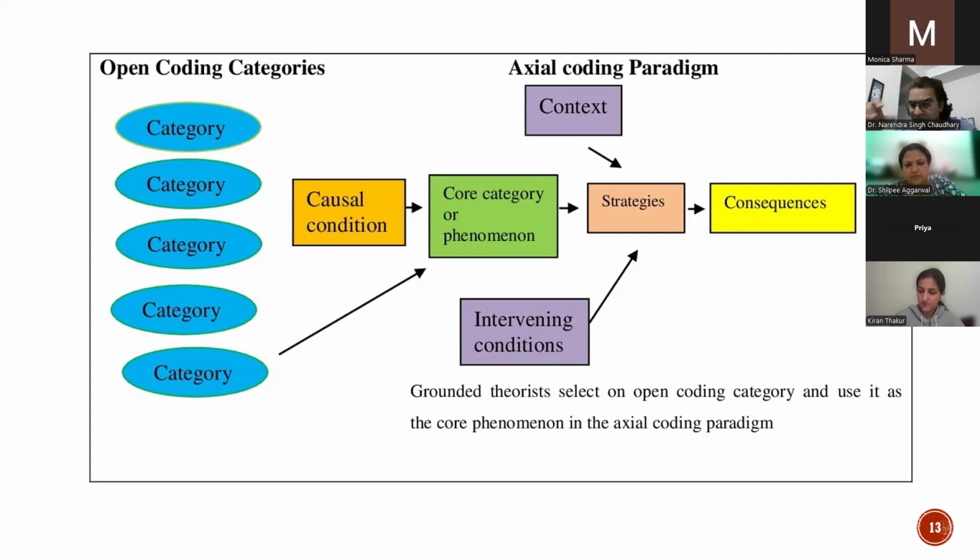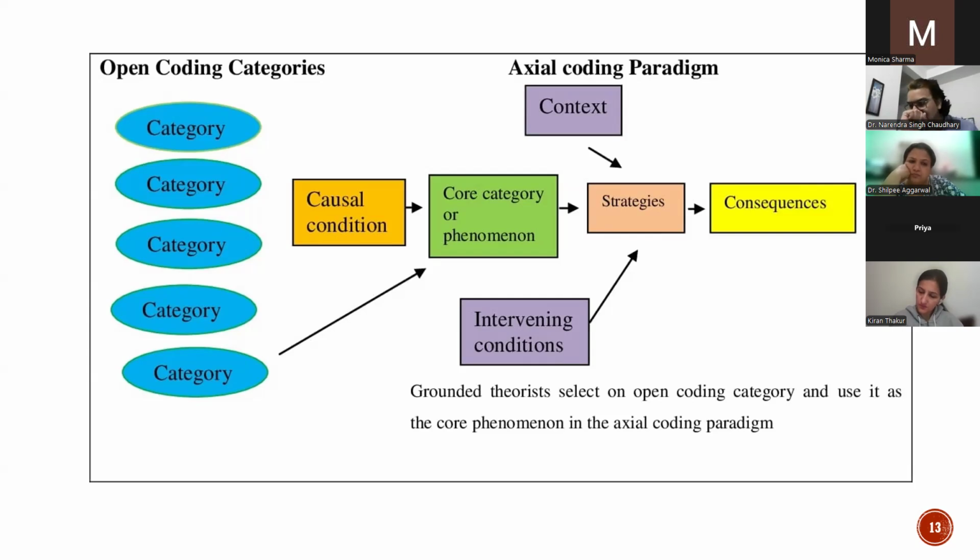Are there certain intervening conditions? Is there any context to the way people are behaving in this particular situation? Is there any consequence which is emerging out of this particular context, intervening conditions, and the causal conditions which are appearing? Is there any particular phenomenon which I can perceive, that I have not realized or experienced earlier? So I want to understand that. Basically, the phenomenon is getting converted into a theory: this thing is happening and that is why people are behaving in this particular way.